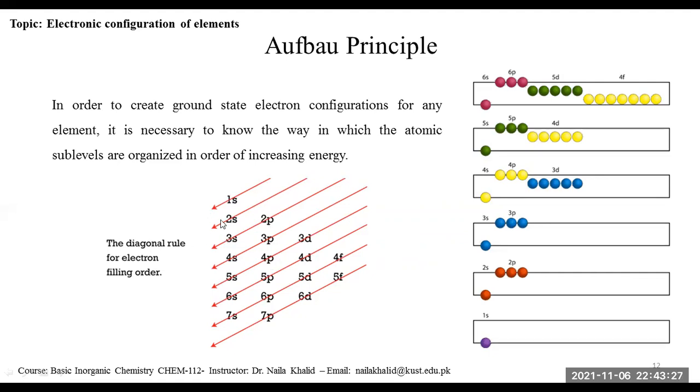1s, so first comes 1s, then 2s, and then 2p, 3s, 3p, and before writing 3d, you will write over here 4s, because 4s has lower energy as compared to 3d. And then after writing 3d, you will write 4p and then 5s. So this is the sequence. So here is 1s, 2s, 2p, 3s, 3p, 4s, and then 3d, and then 4p. So this is according to the Aufbau principle.